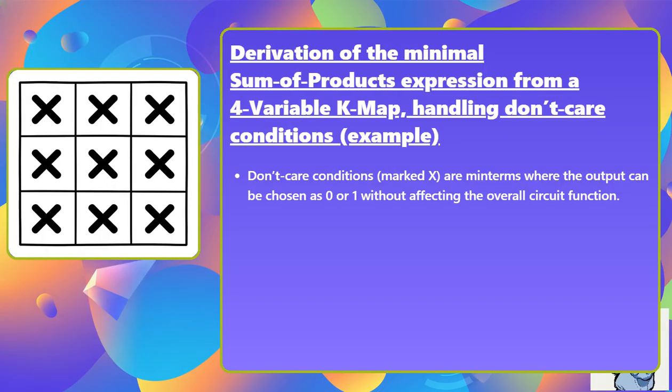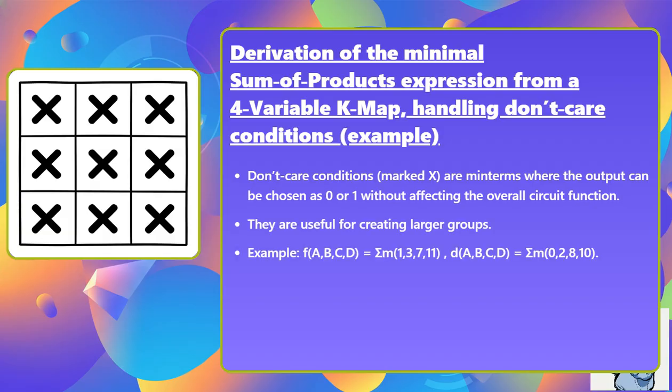Don't care conditions marked X are minterms where the output can be chosen as 0 or 1 without affecting the overall circuit function. They are useful for creating larger groups. Example: f(a, b, c, d) = Σm(1, 3, 7, 11). d(a, b, c, d) = Σm(0, 2, 8, 10). Fill the map with ones for the listed minterms and x's for don't cares.